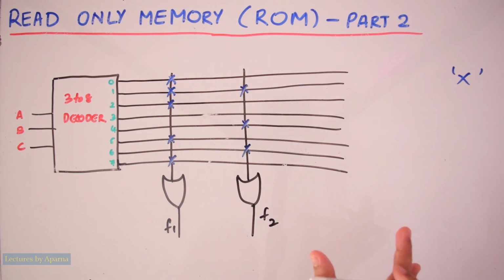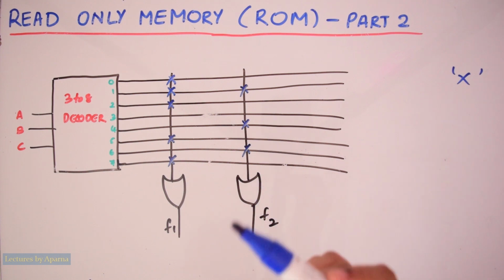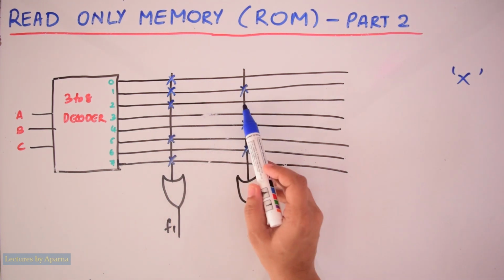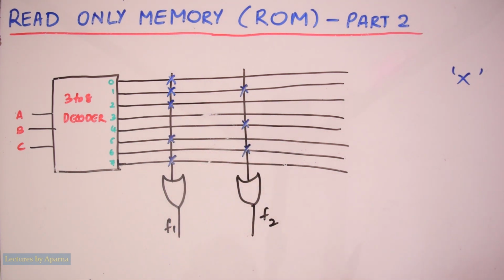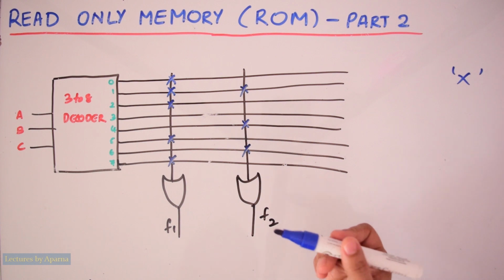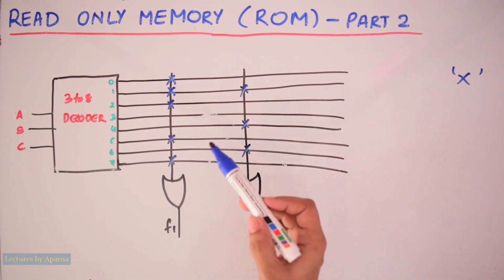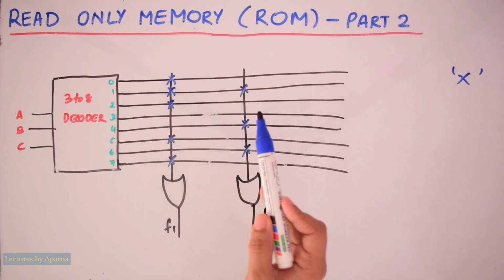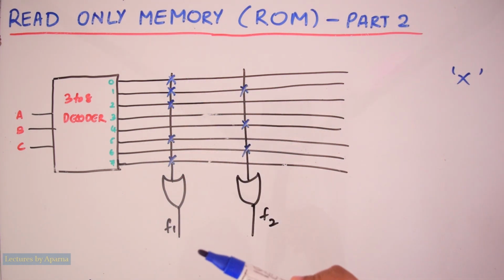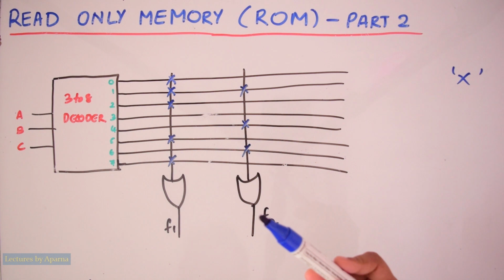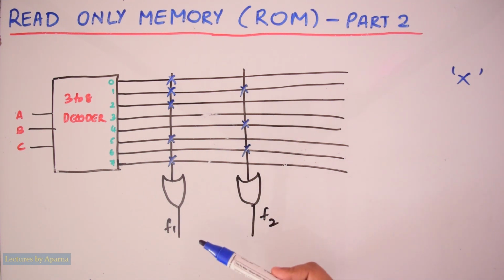This means that while programming the ROM, at all places where there is no cross mark, the fuse links have to be blown so that there is no connection coming from those points. So at all points marked with a cross indicates a connection. So the programmer has to program it accordingly so that the functions F1 and F2 can be implemented.